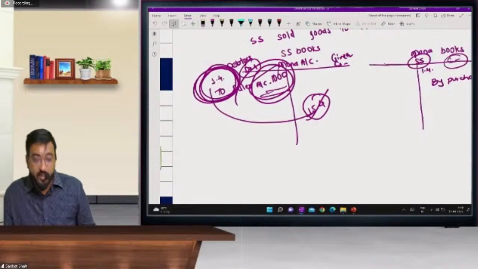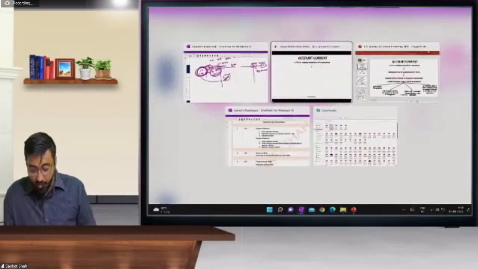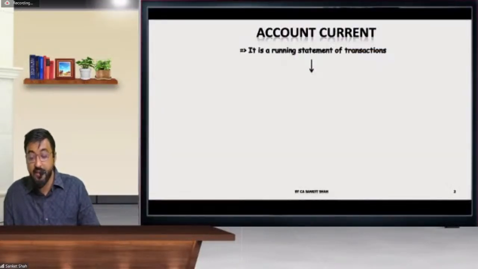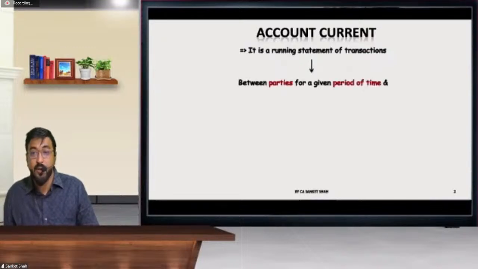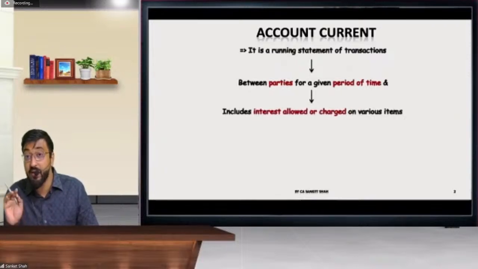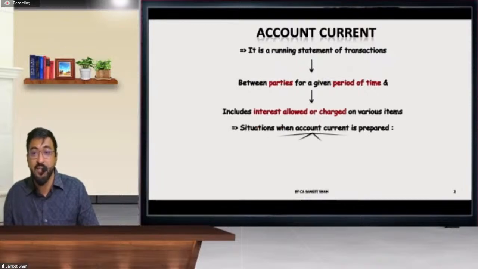तो अकाउंट करंट स्टेटमेंट को क्या बोलते हैं? It is a running statement of transactions between parties for a given period of time, and it includes interest allowed or interest charged on various items. So this statement is for interest allowed or interest charged, and what are the situations? This is a 4-mark question where you can use account current.